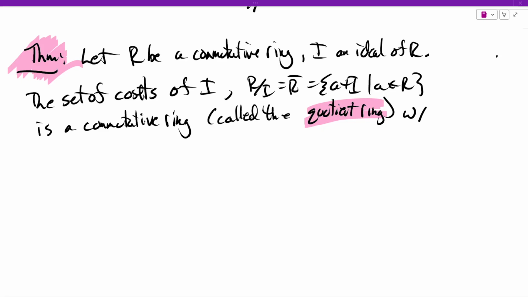Okay, so let's show now that congruence modulo an ideal gives rise to a ring, namely the following. Suppose we have a commutative ring, I'm going to specialize to a commutative ring, although it's not necessary, and I an ideal of that commutative ring, and we look at the set of cosets of I in R. We have two ways of notating this, either R mod I or R bar. I'm going to use R bar in the proof because I is understood.